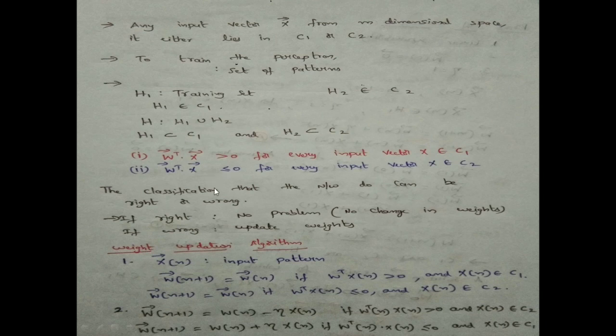So now the classification which is done by the network can be either right or wrong. That is, if the input vector X belongs to the class C1 and we get W transpose X greater than 0, then obviously the classification is correct, right? So if the classification is right, then there is no problem. That is, there is no reason for us to change the weights. We need not change any weights.